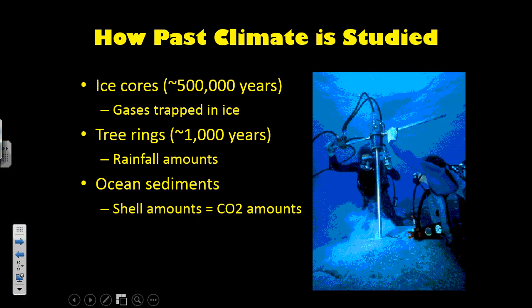Another source is ocean sediments. The shells that are deposited are made out of calcium carbonate, and they get that carbon in that calcium carbonate from CO2 in the atmosphere, carbon in the atmosphere. So the number of shells tells us about the atmospheric conditions, and these can go back tens of millions of years, so we get even more climate data by ocean sediments.